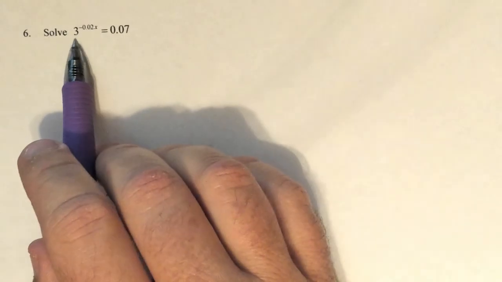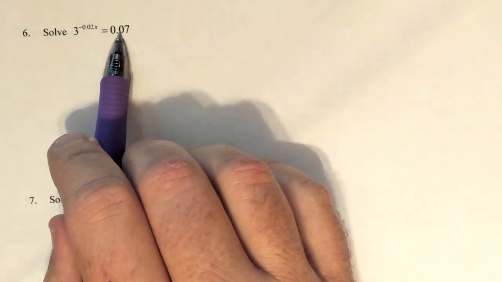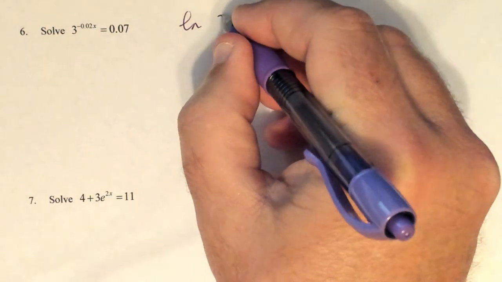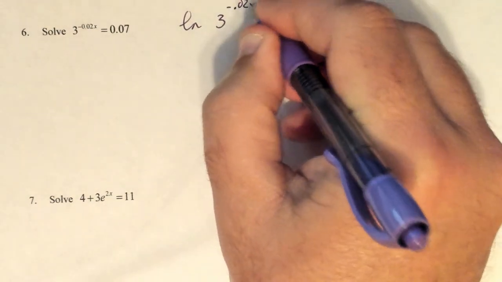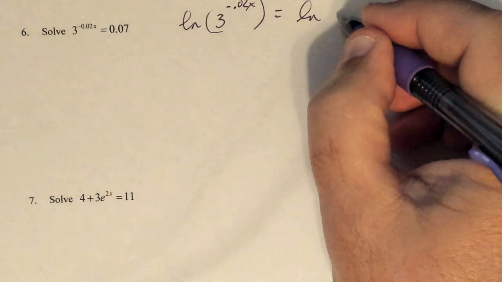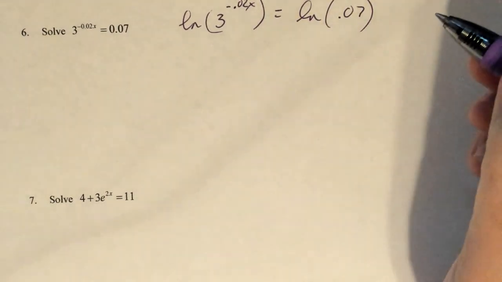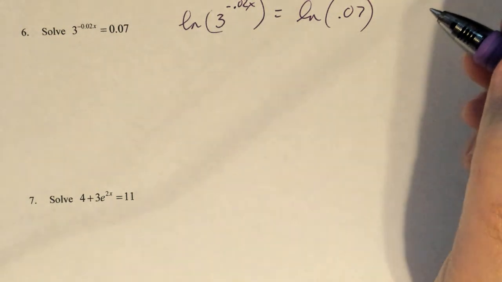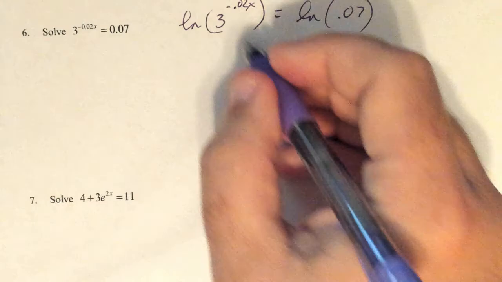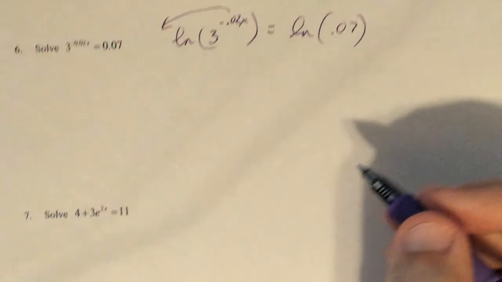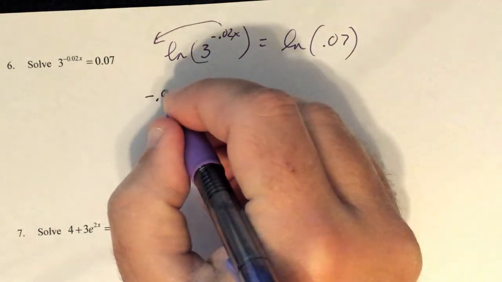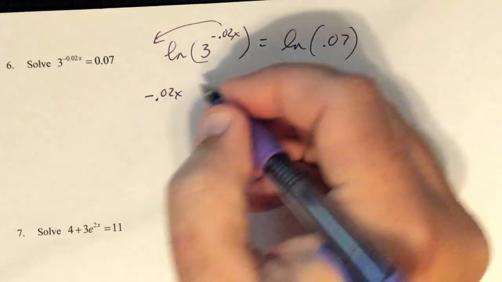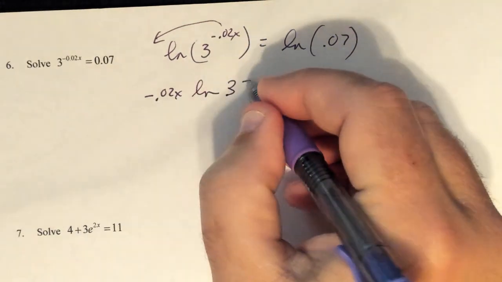If you notice here, this is base 3. Well, that's not base 3. And so here's my exponent. So I need to get that exponent out the front. So this time I'm going to use natural log. So we're going to go natural log of 3 to the negative 0.02x is equal to the natural log of 0.07. So what we're going to do is bring that exponent in the front. So it'll be negative 0.02x times the natural log of 3 is equal to the natural log of 0.07.